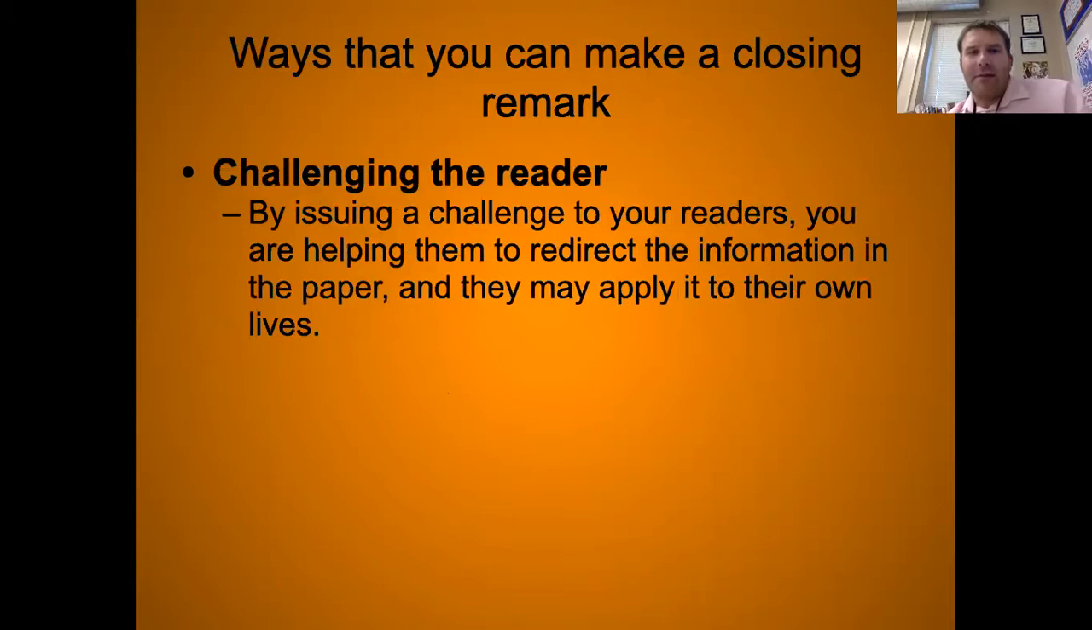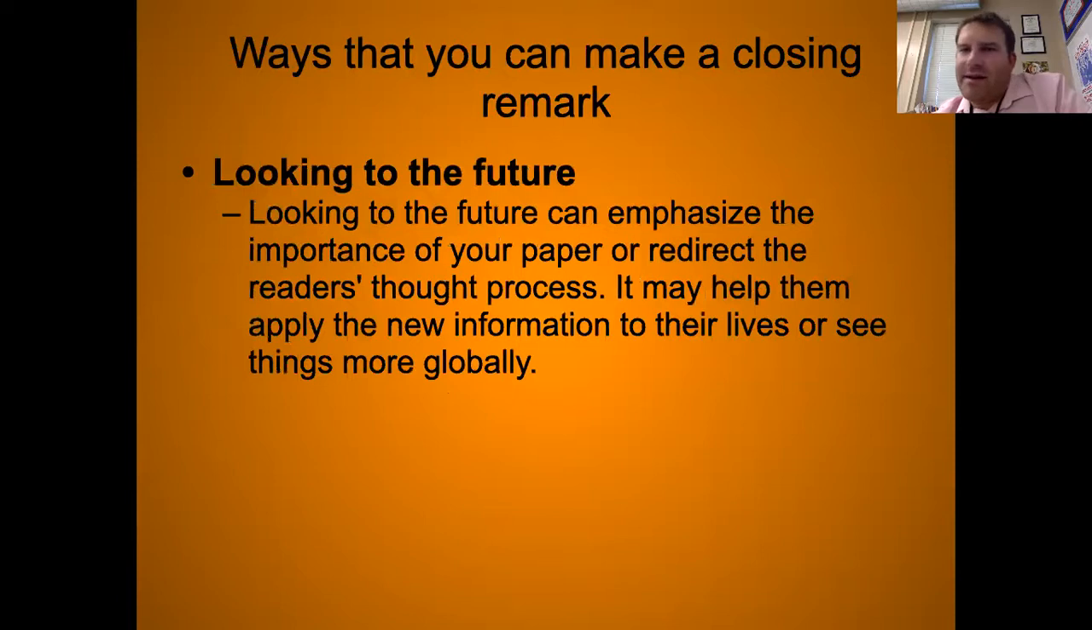You can challenge the reader. By issuing a challenge to your reader, you're helping them redirect the information from the paper and maybe apply it to their own lives. It's a little bit different than redirect. Redirecting is kind of pointing them in a direction. Challenging the reader is saying, no, do X, Y, and Z. Go out and vote, I guess.